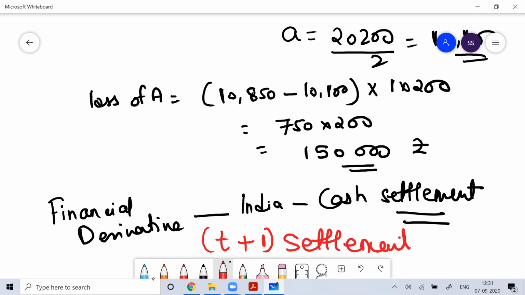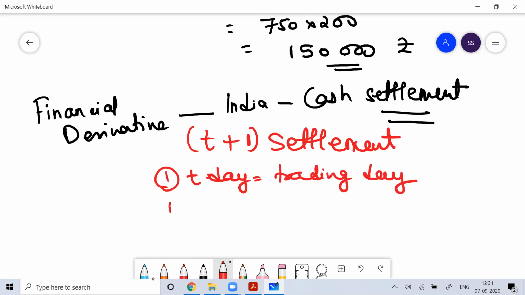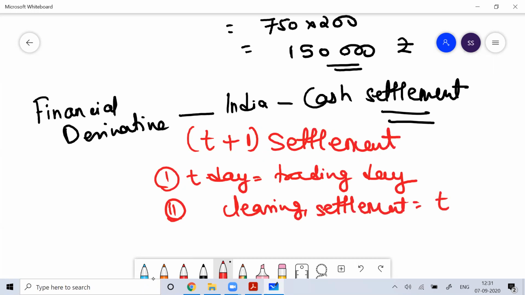Whenever we talk about settlement in derivatives or in the cash market, cash market settlement is T plus two. In derivatives, we follow T plus one settlement. T is the date on which the final things happen, that is the trading date. And when you talk about clearing and final payment and everything, that happens on the next day only.